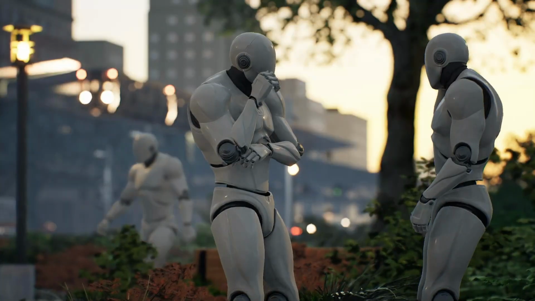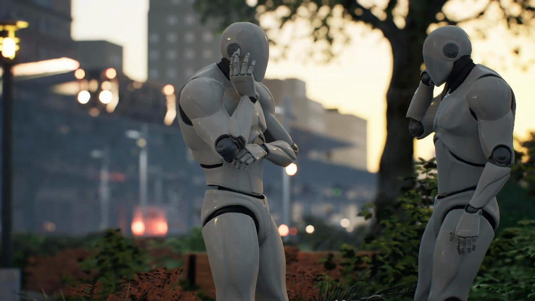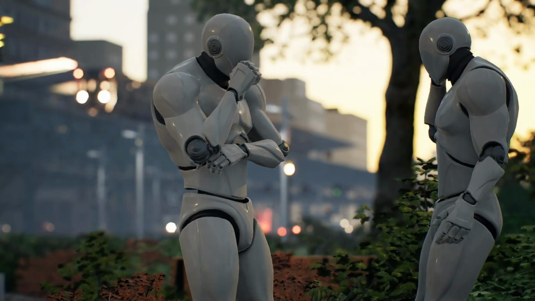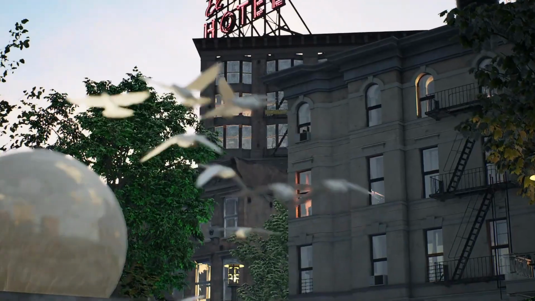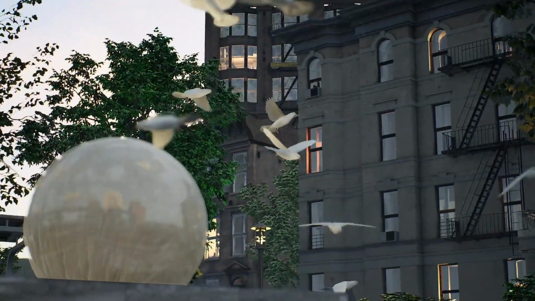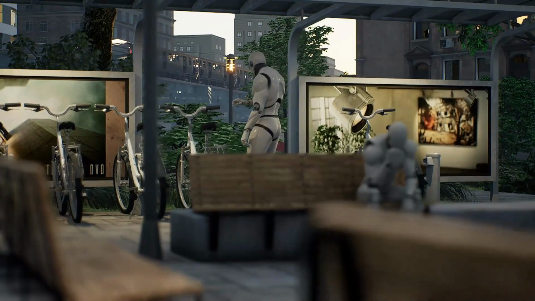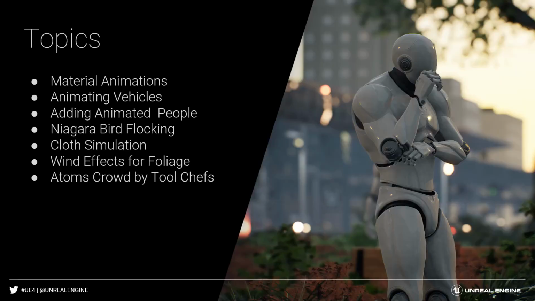While we don't cover every tool that is available to us today, we will be looking at some great techniques to liven up your architectural visualizations without the need to create complex systems such as vehicle physics and character AI. Some of the topics we're going to be covering include basic material animations, moving vehicles around using blueprints and the camera rail, animated characters, flocking birds with Niagara, cloth simulation, and finally adding wind to trees and grass.